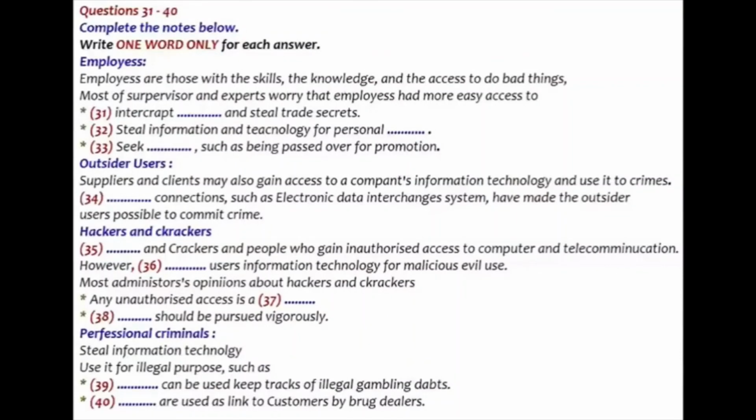Professional criminals. Members of organized crime rings don't just steal information technology, they use it as a business tool, but for illegal purposes. For instance, databases can be used to keep track of illegal gambling debts and stolen goods. Drug dealers have used pagers as a link to customers. Microcomputers, scanners, and printers can be used to forge checks, immigration papers, passports, and driver's licenses. Telecommunications can be used to transfer funds illegally.